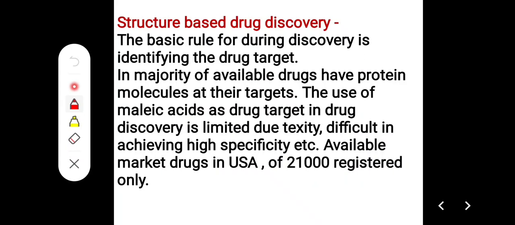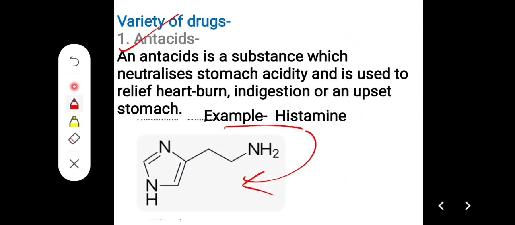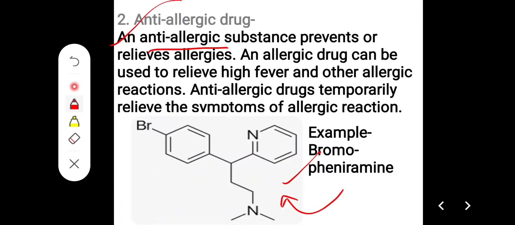Now structure-based drug discovery, we have to consider first identifying the drug target. In the majority of available drugs, protein molecules are the target, and the use of nucleic acid as a drug target in drug discovery is limited due to toxicity, difficulty in achieving high specificity, etc. Now we have two varieties of drugs. First one, antacid. Antacid is used to neutralize the stomach acidity. If stomach acidity is high, and due to this we have to face heartburn, indigestion or upset stomach, we have to use antacid. As for example, histamine.